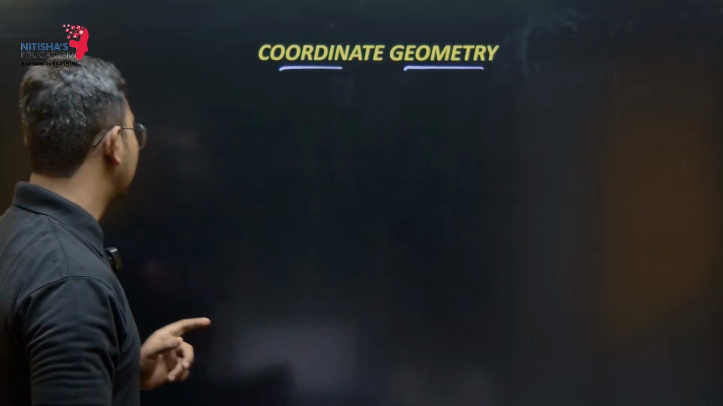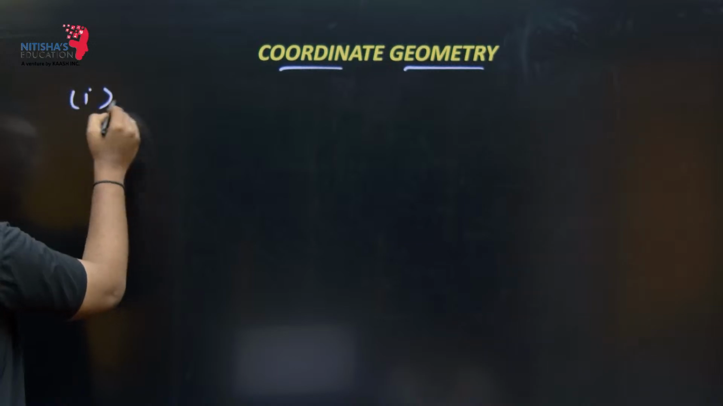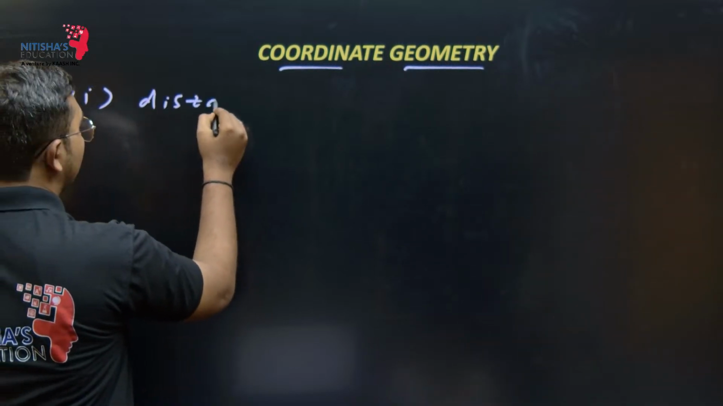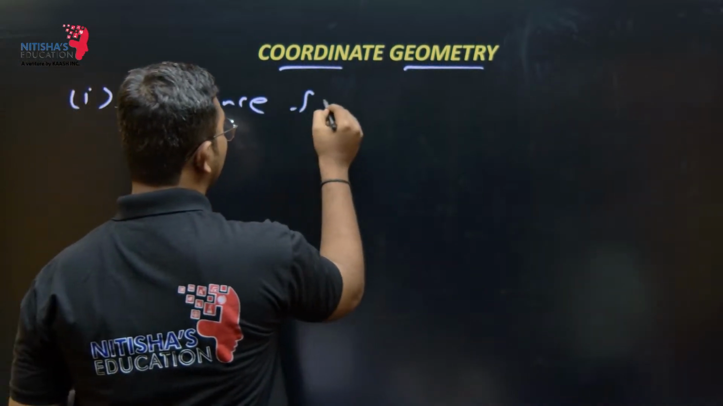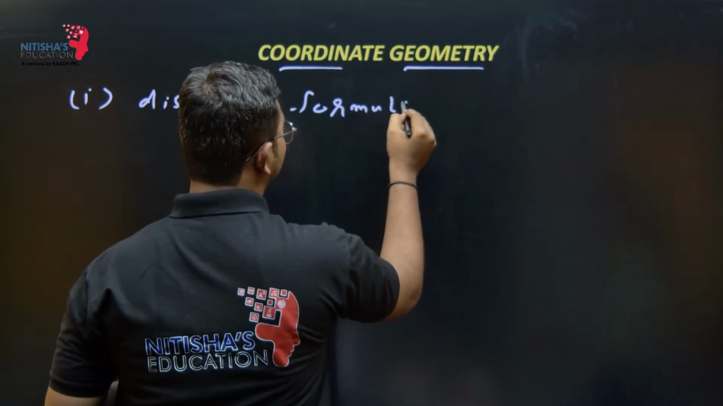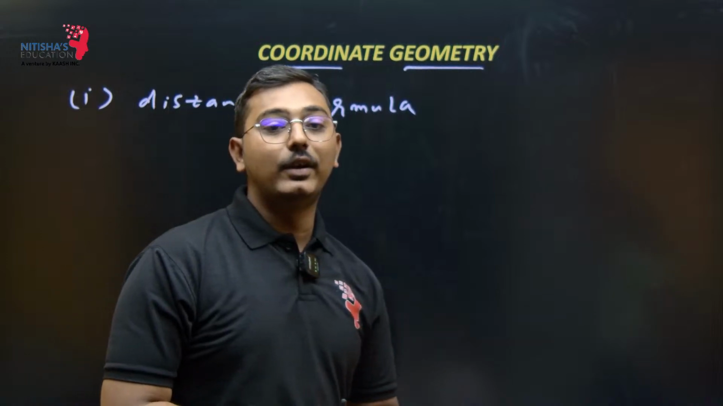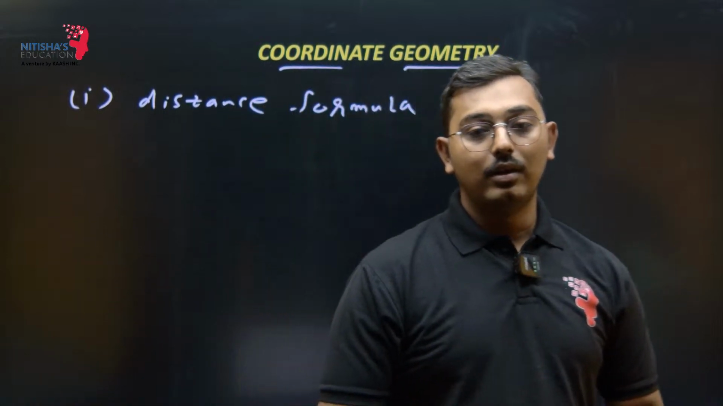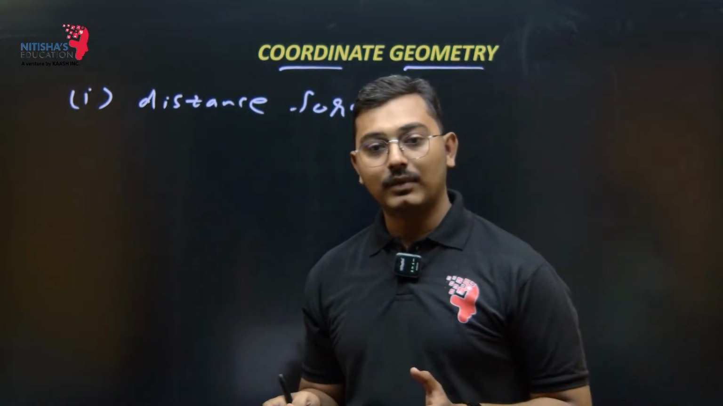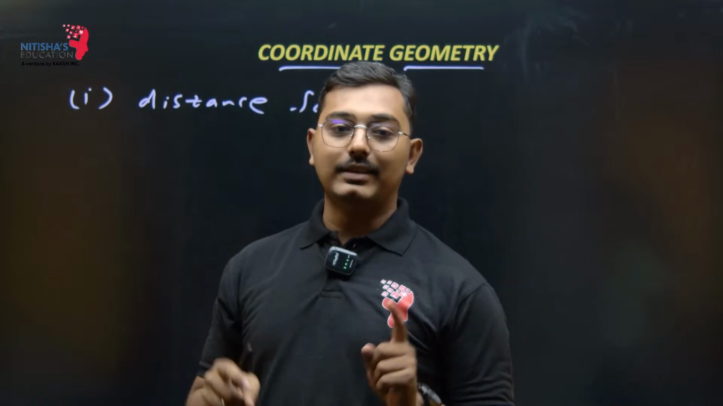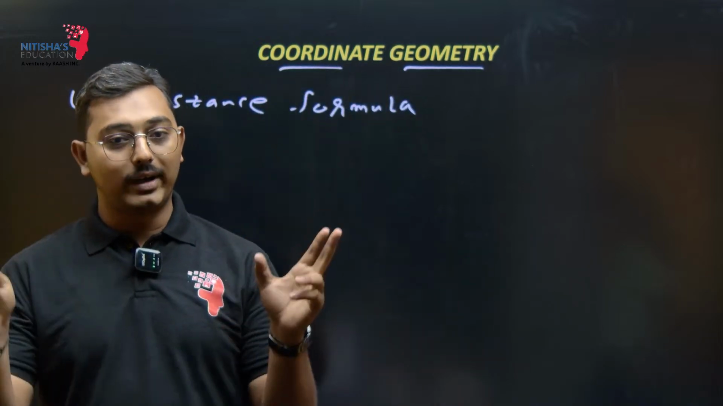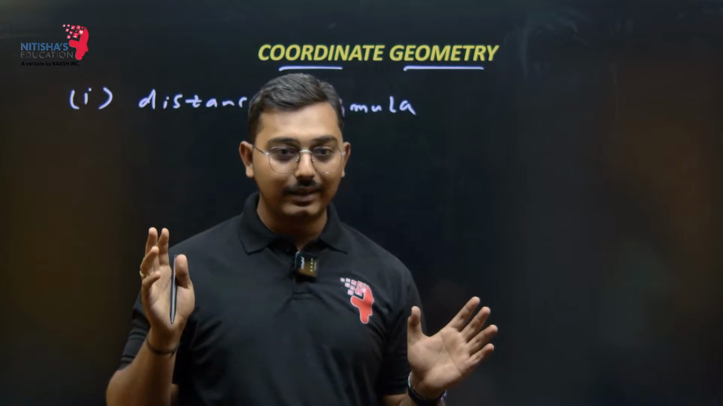So the first thing that we are going to cover is distance formula. Okay, so the distance formula, this is the first formula that we are going to cover in this chapter. So what is distance formula? It is nothing but the distance between 2 points, 2 coordinates. It is what distance formula represents.